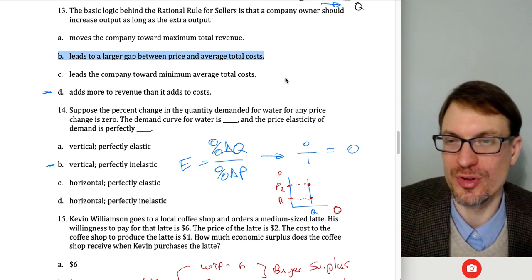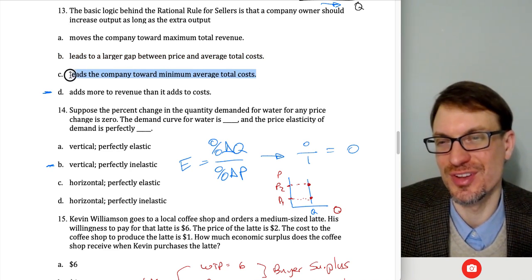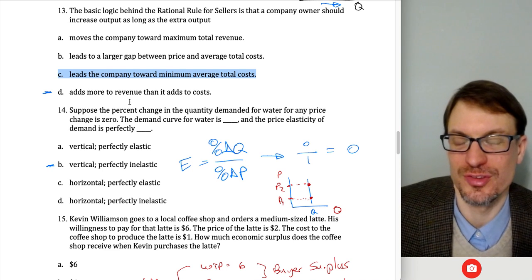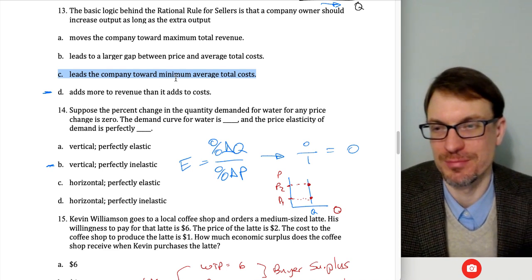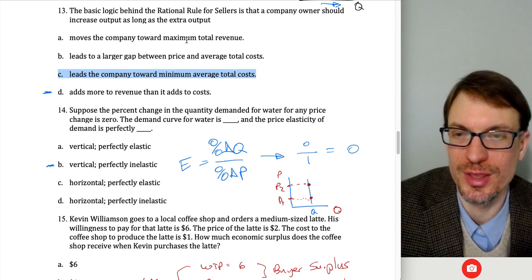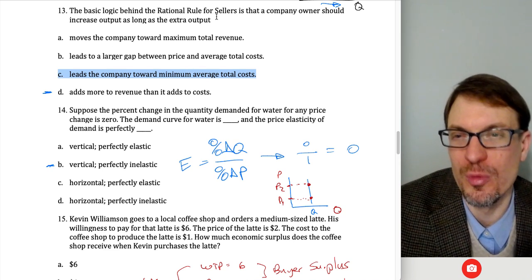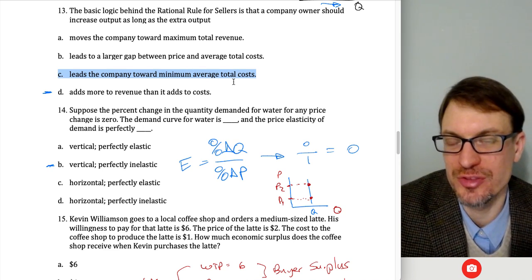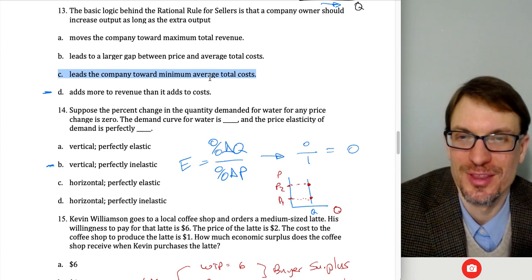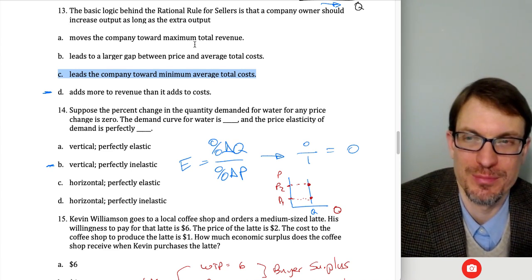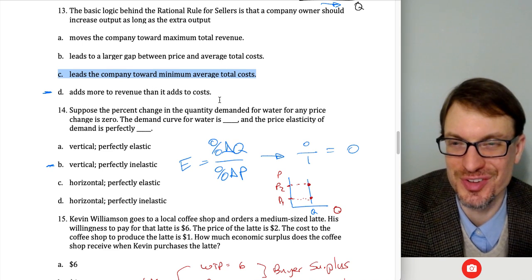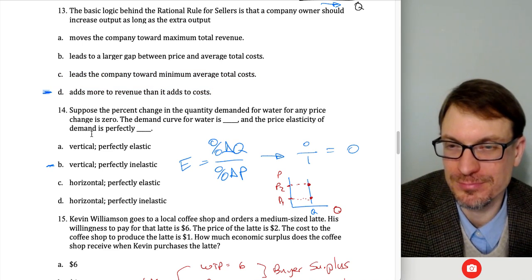Company leads the company towards minimum average total costs. No, so that'd be almost like a scale sort of argument, but that's not what the rational rule is doing. This is almost by definition, actually. So that's why it's not. In all cases, you want to choose the best answer, but this one is almost by definition. So it's this one. All right.